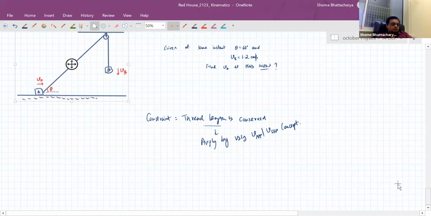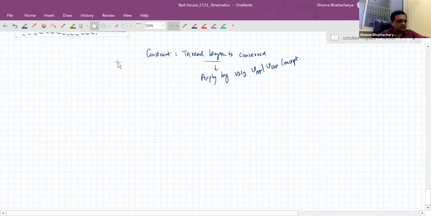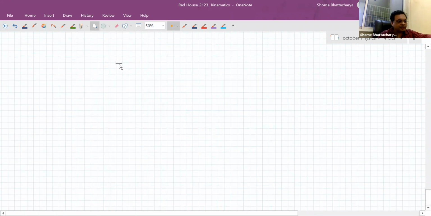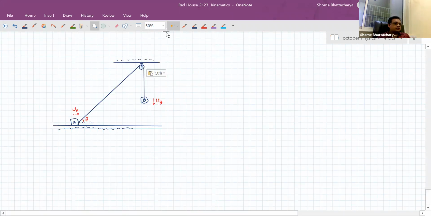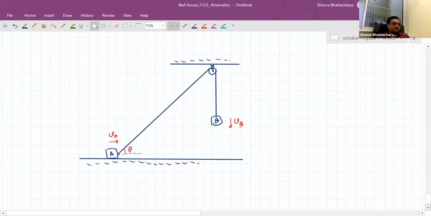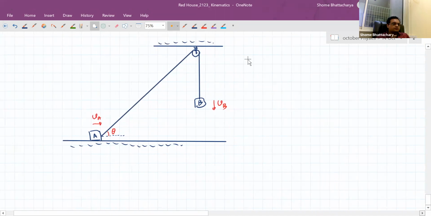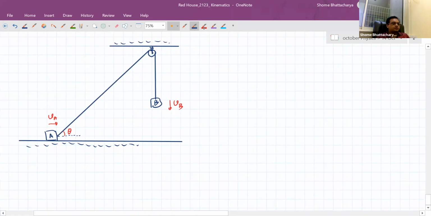Okay, so now let's see how we can develop that constraint relation by applying conservation of thread length. But the method of application we'll use is the approach and separation velocity concept rather than differentiation and all that. Chain rule differentiation, all that we don't need to apply.